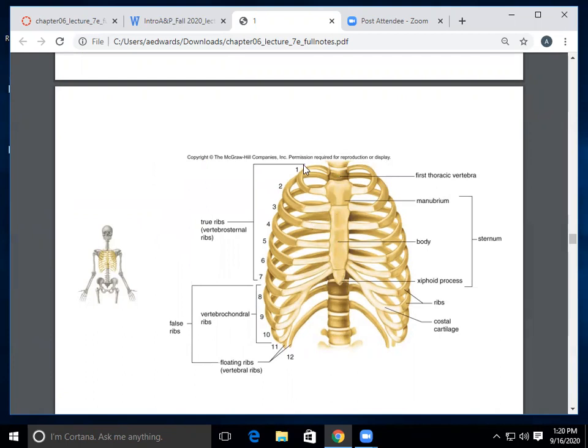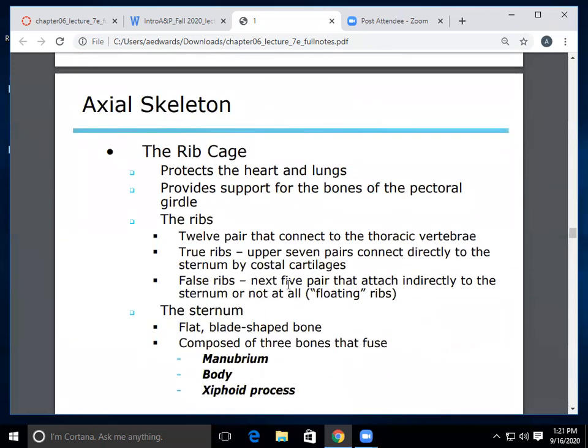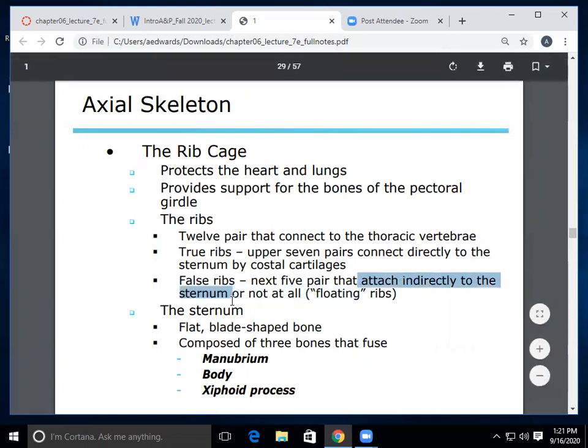So we're actually going to do that right here. 1, 2, 3, 4, 5, 6, 7, those are true. Ribs 8 through 10 connect indirectly, so those are false ribs. They connect indirectly to the sternum. So I'll show you that here. False ribs, if they attach indirectly to the sternum, they're false ribs.